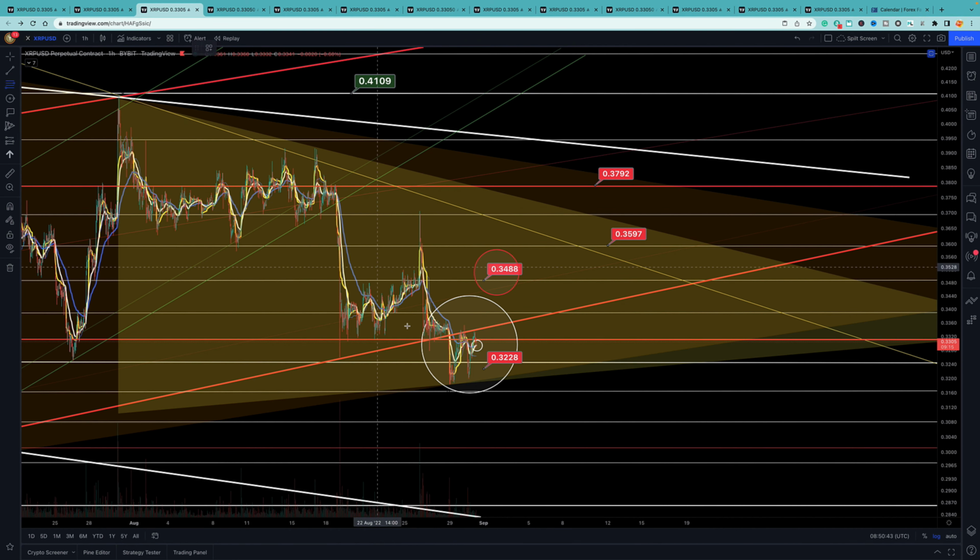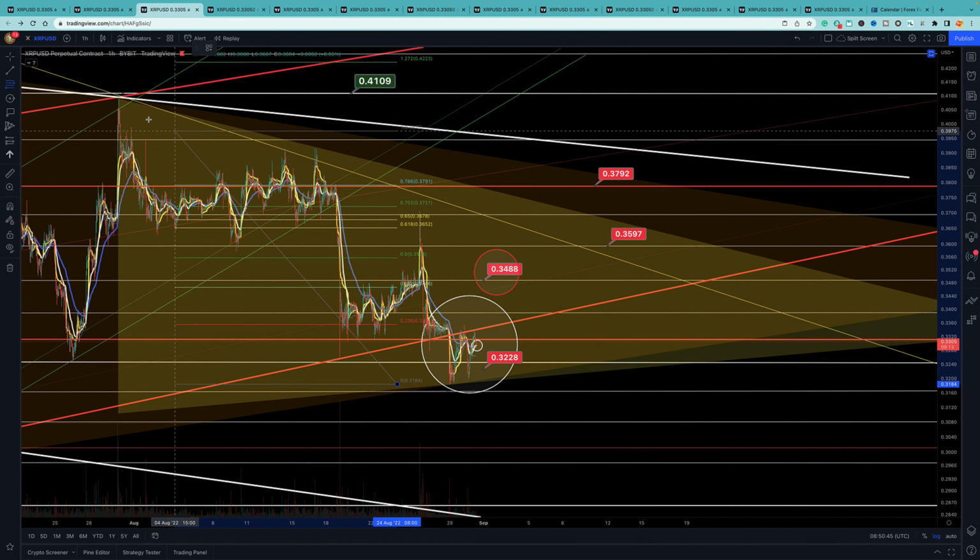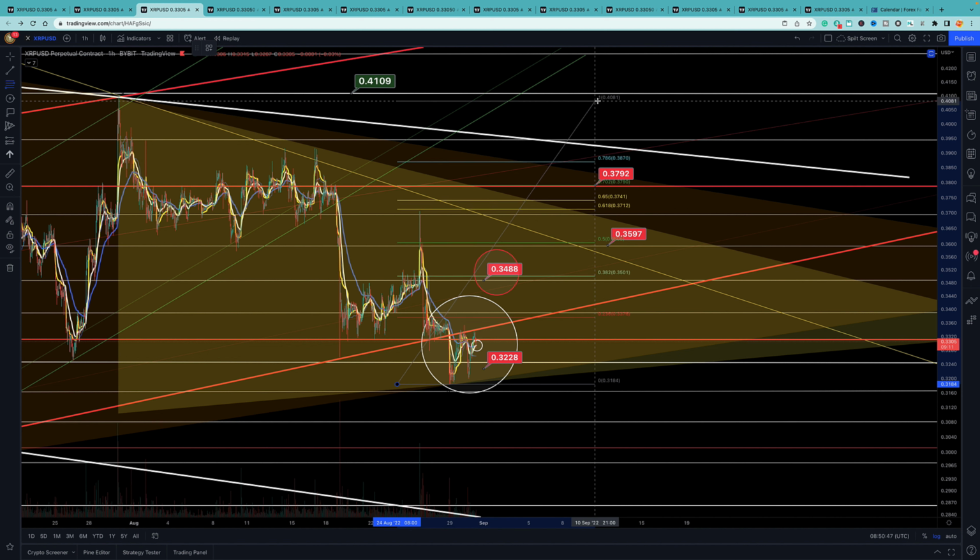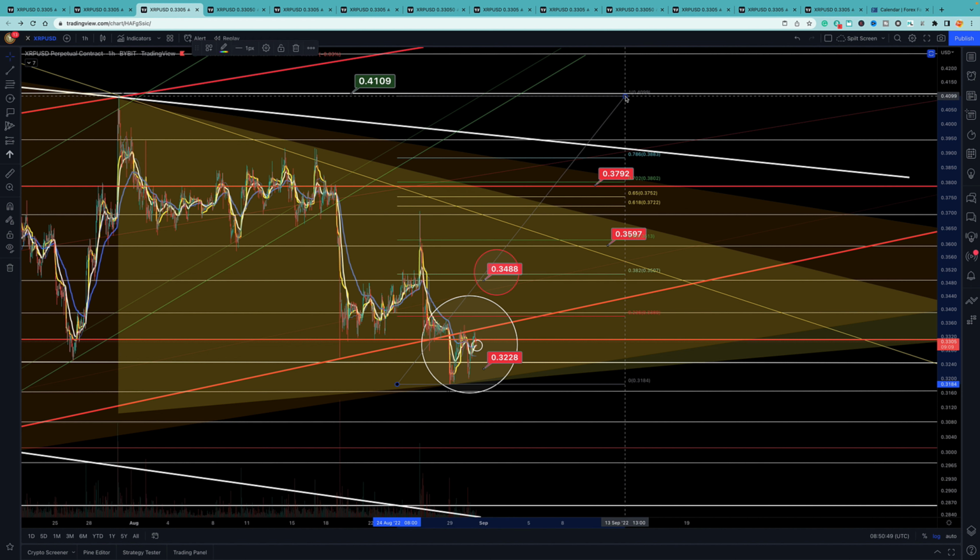Yeah, and if I put the fib from the bottom here all the way to the top here, generally the correction will come up to a minimum 0.5, and potentially all the way up to the 0.786. So from say 36 to 38, 39 or so. Yeah, somewhere in this range.